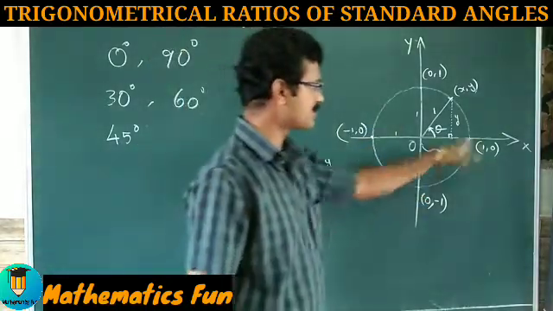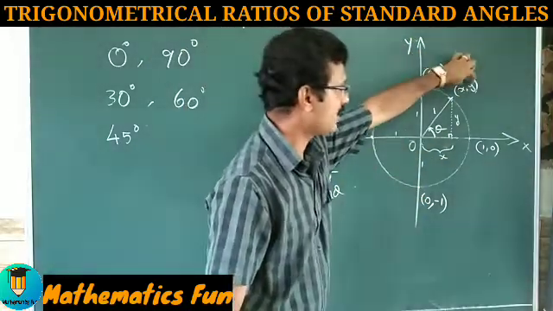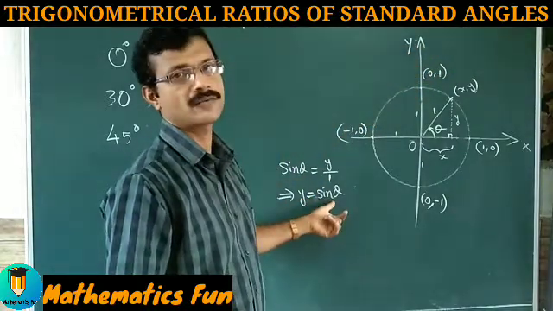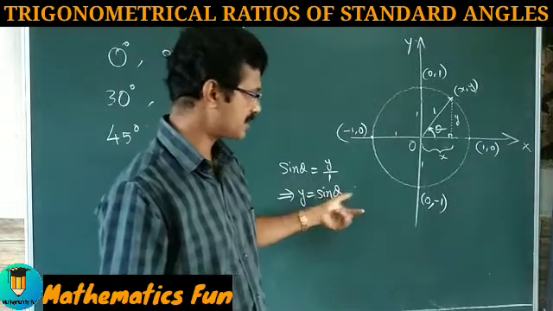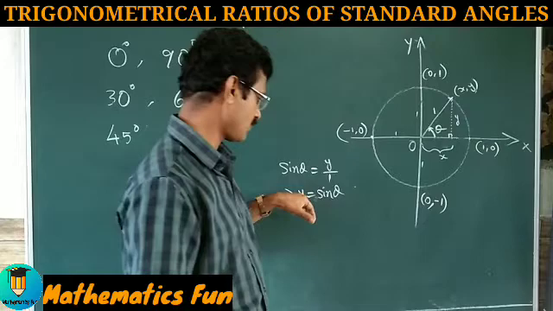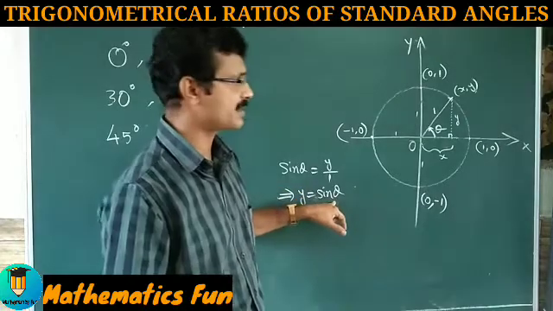That means on this unit circle, whatever the y coordinate is will always be represented by sine theta. Y coordinate will be sine theta. This theta is the corresponding angle. Wherever it goes, theta is the angle, so y is equal to sine theta. This is one result I am getting.